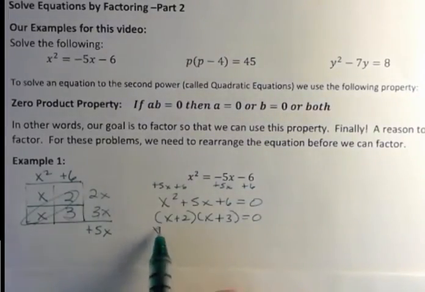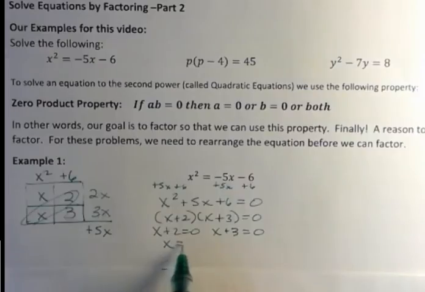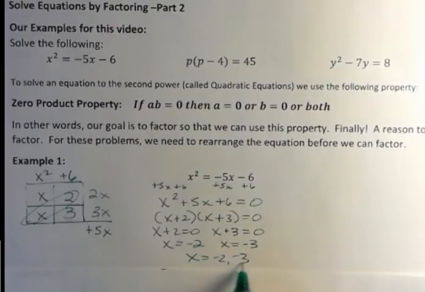Now to find our answer, we set each of those factors equal to 0, and that gives us negative 2 and negative 3. So x equals negative 2 and negative 3. There's two solutions that we would expect because it was to the second power.